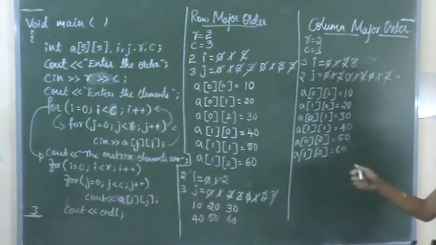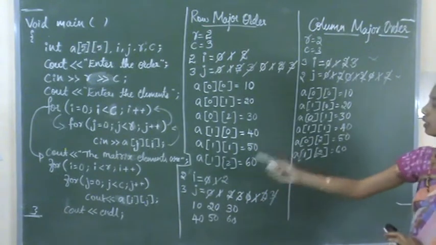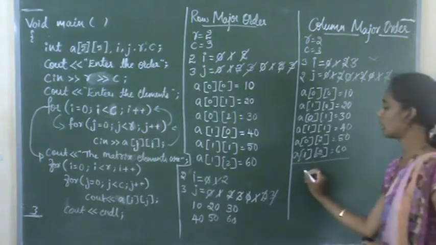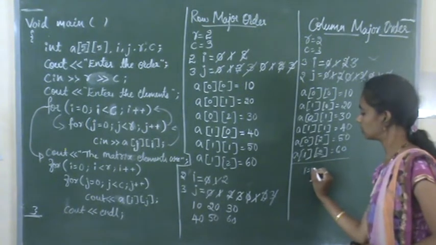So again it has to print those values, right? So again this for loop will work the same. So I value is initially 0.